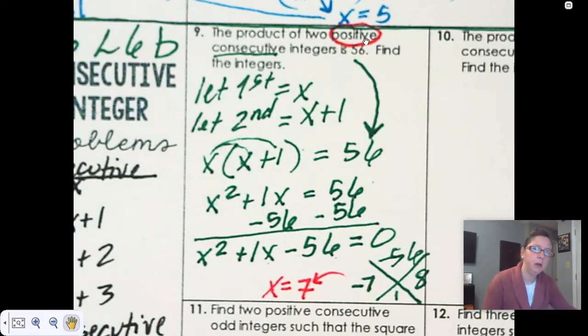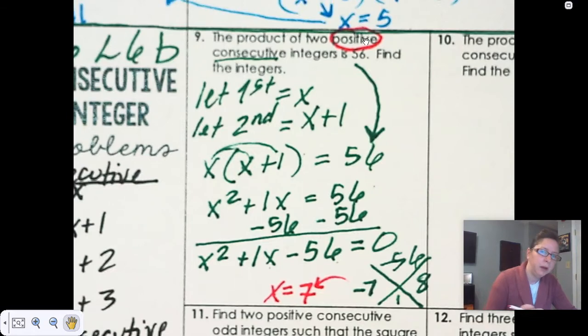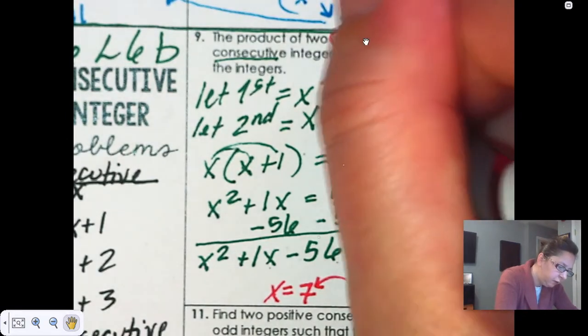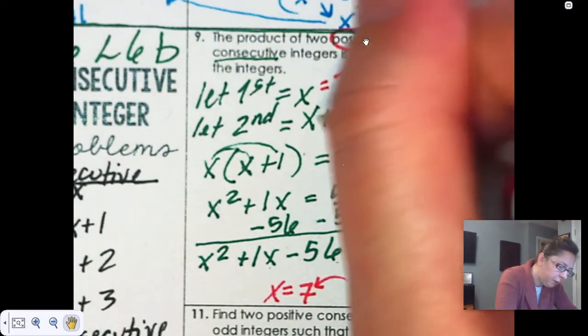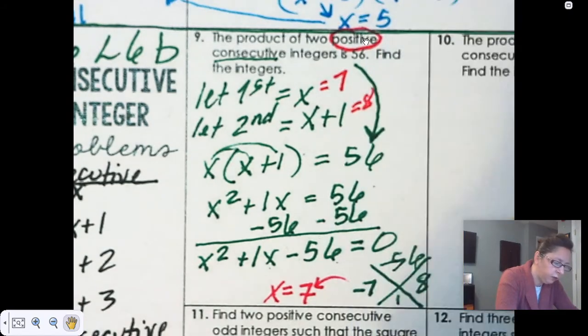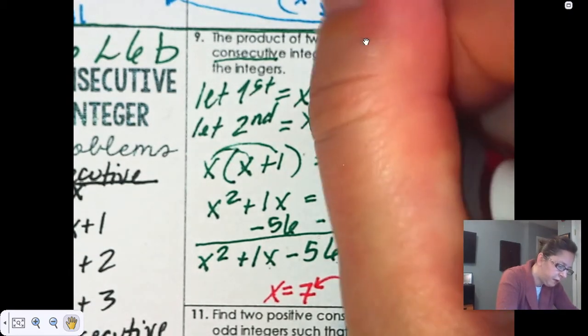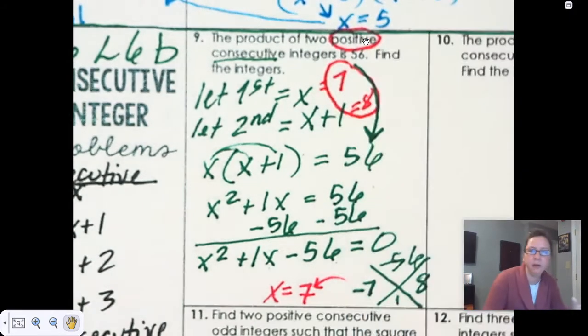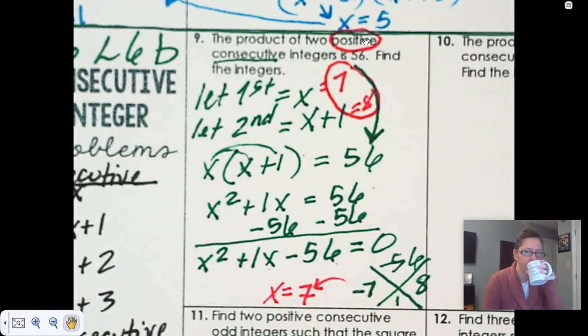Okay, so x equals 7. So the next number, when I add 1 to that, is 8. So my two integers are 7 and 8. And that's the final answer to this problem. Okay? All right.